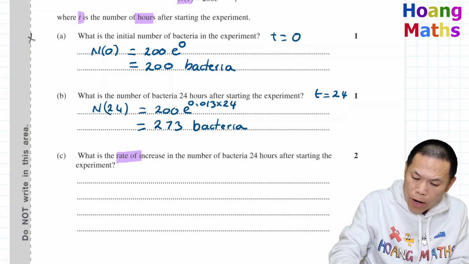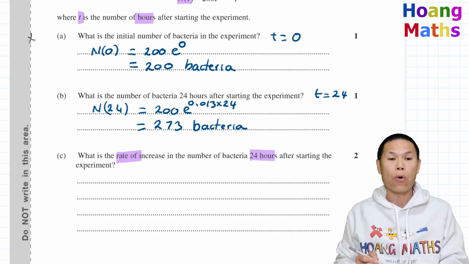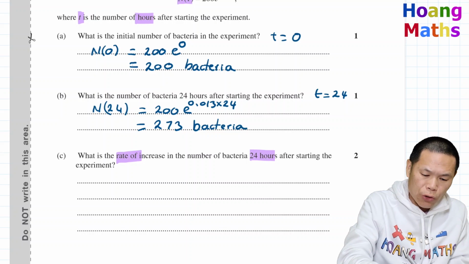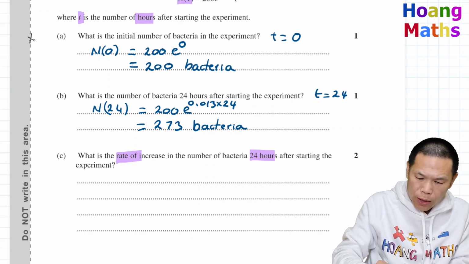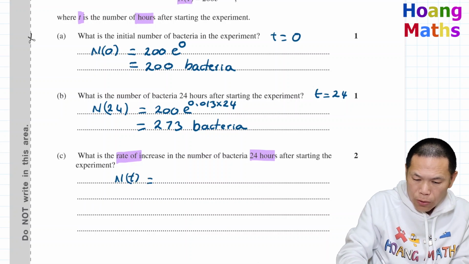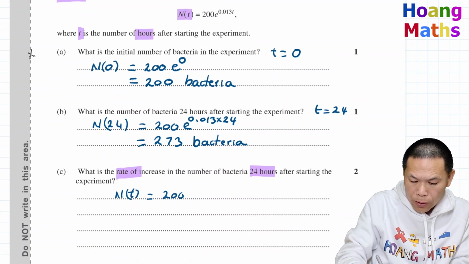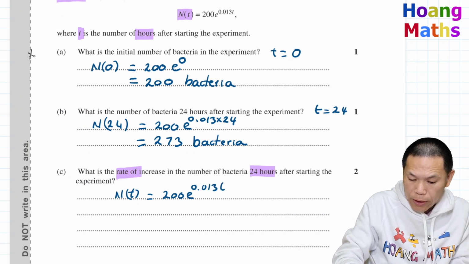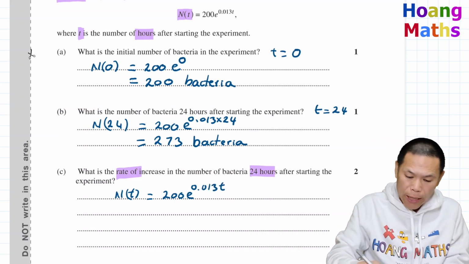Part C. We need to find the rate, that is when time is equal to 24. First of all, we need to differentiate the function. So N of T is equal to 200 e to the 0.013 T. So we differentiate that.